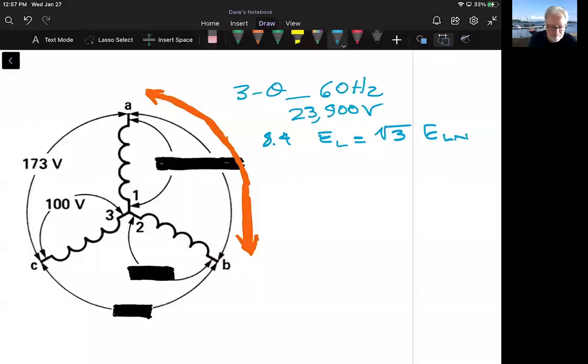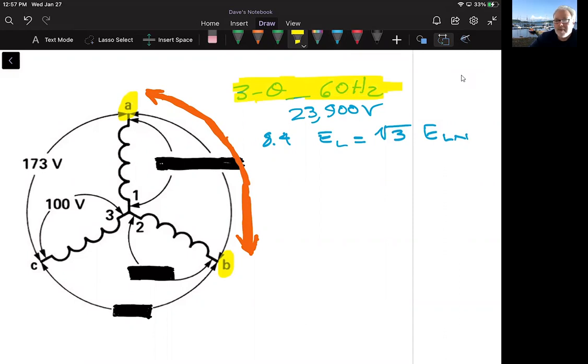Okay, last part of section 8.9, we're going to work example 8.3 and 8.4. The problem as it looks, and I've got a drawing here I'll share with you. Okay, the problem says I have a three-phase 60 hertz generator, and the line-to-line voltage, or another way to say that, the phase-to-phase voltage, is 23,900 volts.